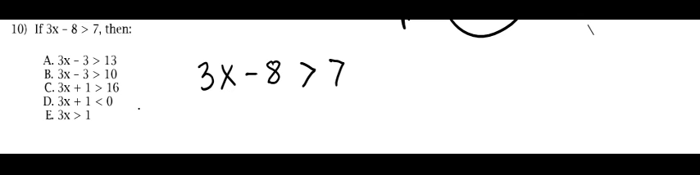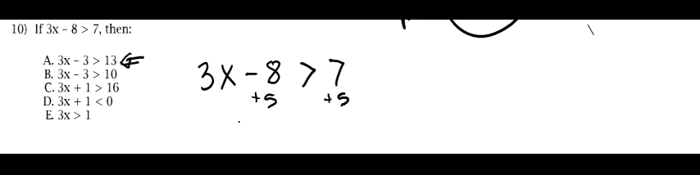This does not look like any of them here. So let's see what we can do to make them look like any of these here. Let's check out this first one. We're just going to try this one using trial and error. This says 3x minus 3. I have 3x minus 8. If I wanted to turn it into a minus 3, what would I have to do? Well, I'd add 5. So let's add 5 to both sides.